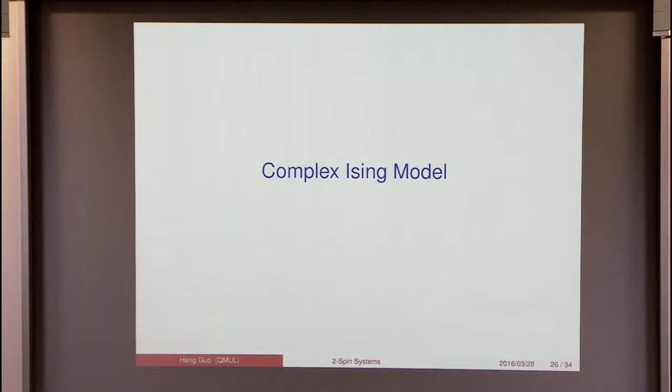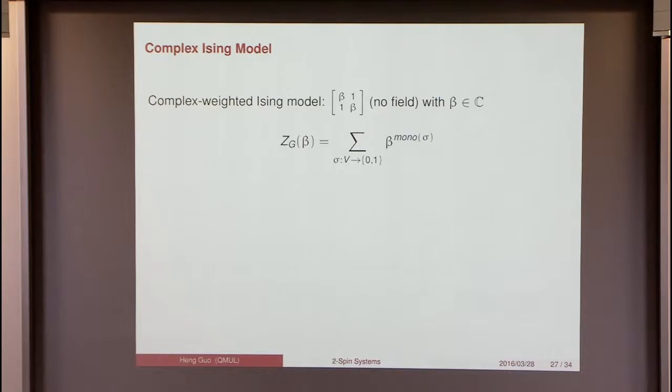Okay. And at last, I will talk about a complex Ising model. So everything is the same as before. We have the Ising model with matrix [beta, 1; 1, beta], and we have no field. So we want to compute this quantity. Now, the only twist is that beta may be a complex number.